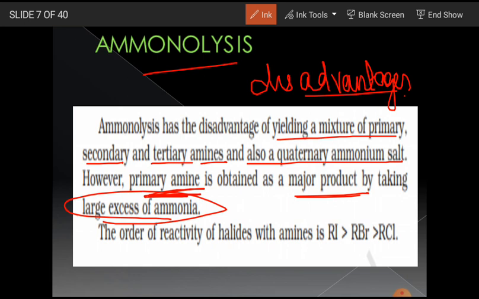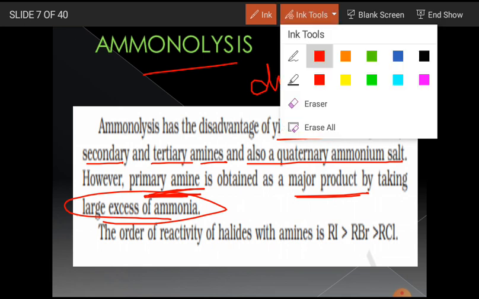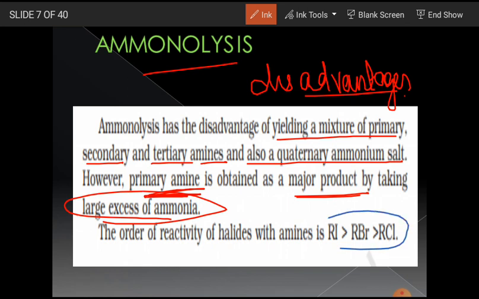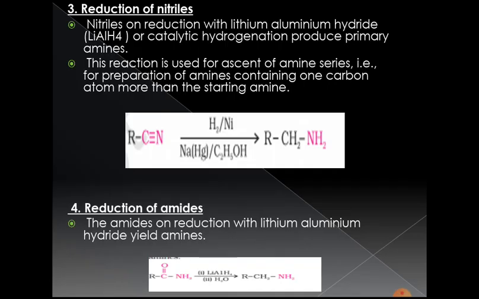And what is the reactivity order? The reactivity order is coming out to be RI greater than RBr greater than RCl. This is the reactivity order. Let us now talk about the next method, that is the reduction of nitriles.